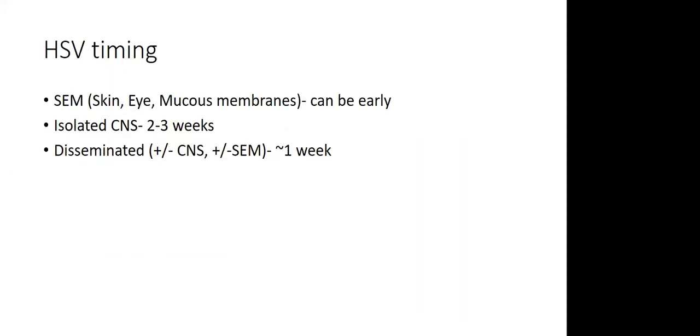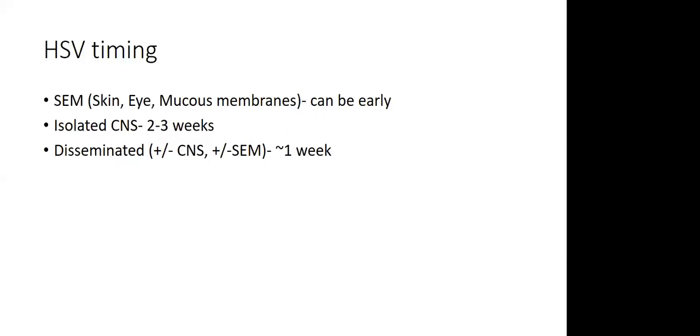So with HSV, usually if they've got it at birth, they will get this skin, eye, mucous membrane disease. Look at the baby, they have herpetic lesions in the mouth, around the oral cavity: skin, eye, and mouth, mucous membrane. And in the isolated CNS form, if the child is already 2 to 3 weeks old and presents with meningitis, then you have to think of herpes. But usually after more than 1 week, most of the time they present with disseminated disease, bacteremia, sepsis or shock.